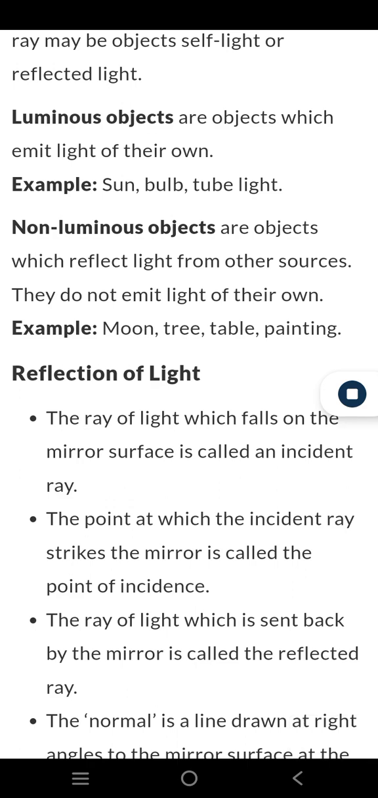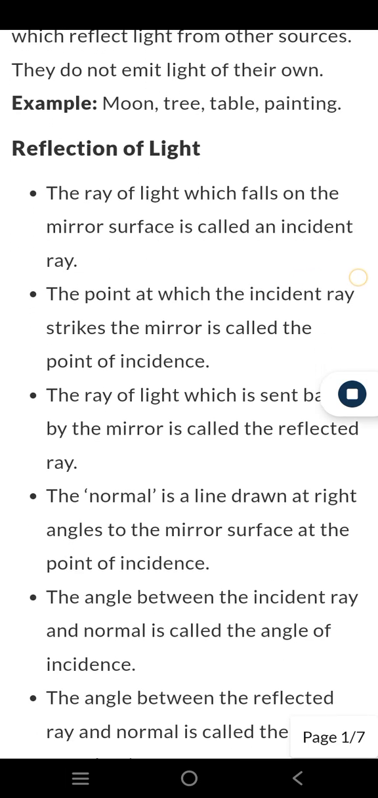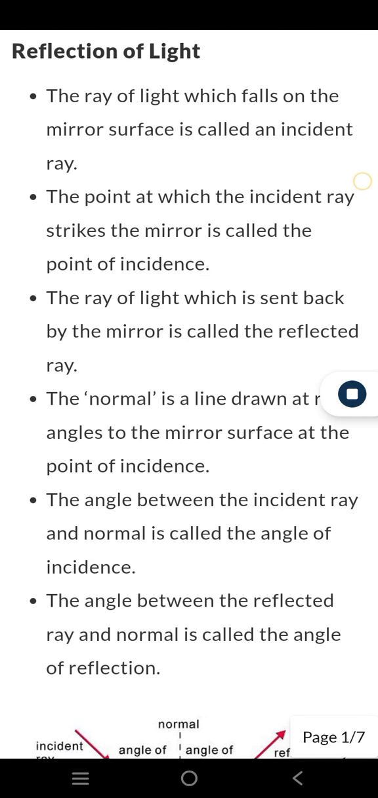Reflection of light. The ray of light which falls on the mirror surface is called an incident ray. The point at which the incident ray strikes the mirror is called the point of incidence. The ray of light which is sent back by the mirror is called the reflected ray. The normal is a line drawn at right angles to the mirror surface at the point of incidence.